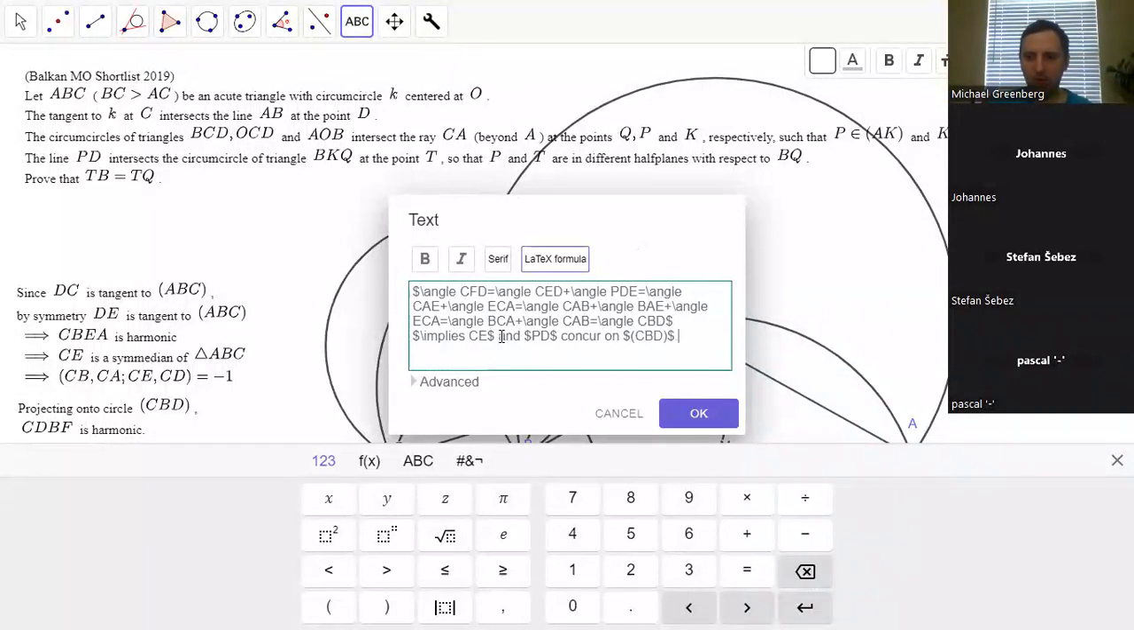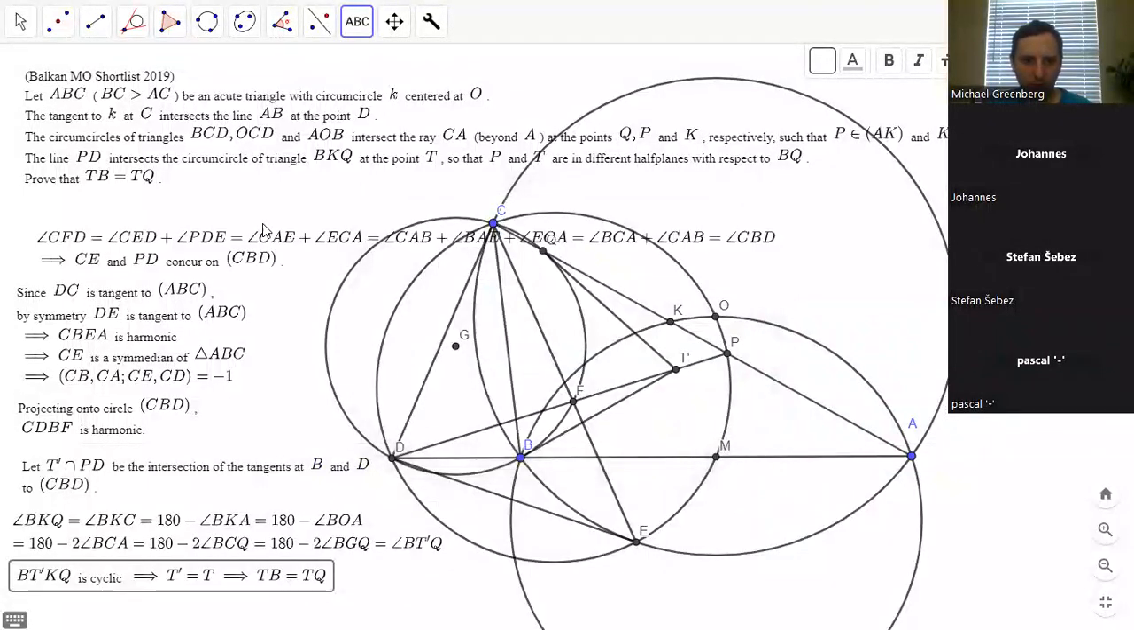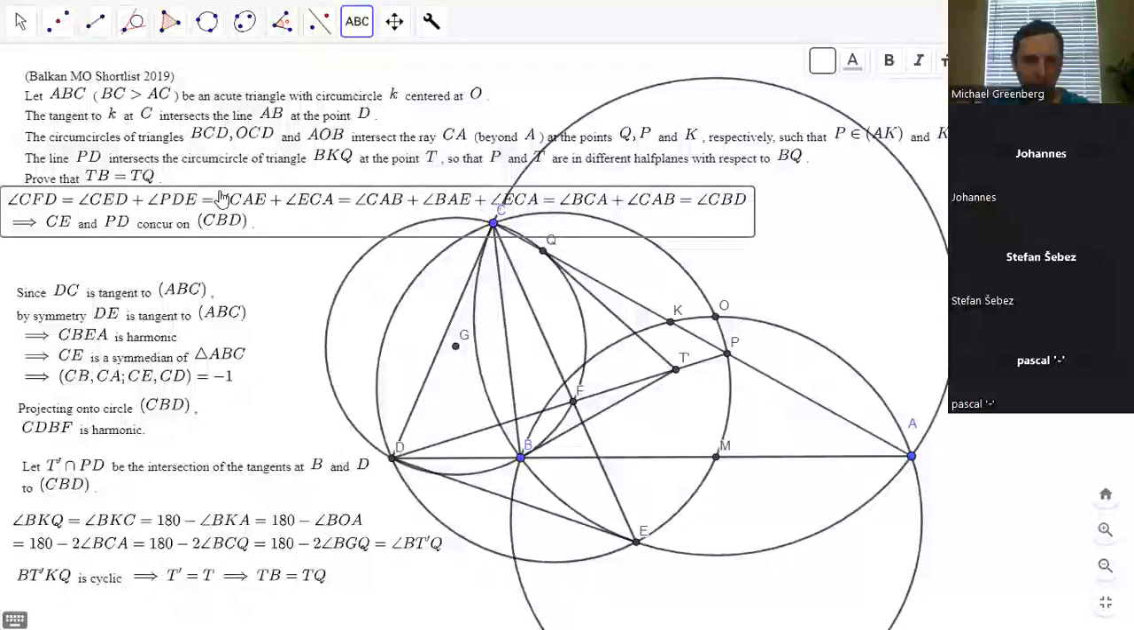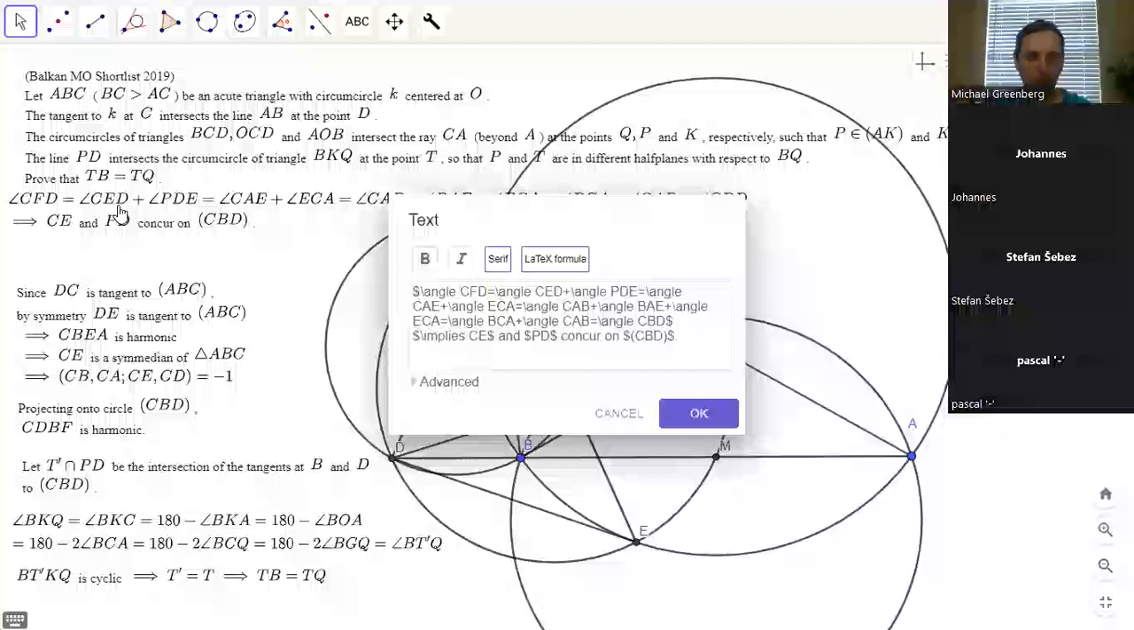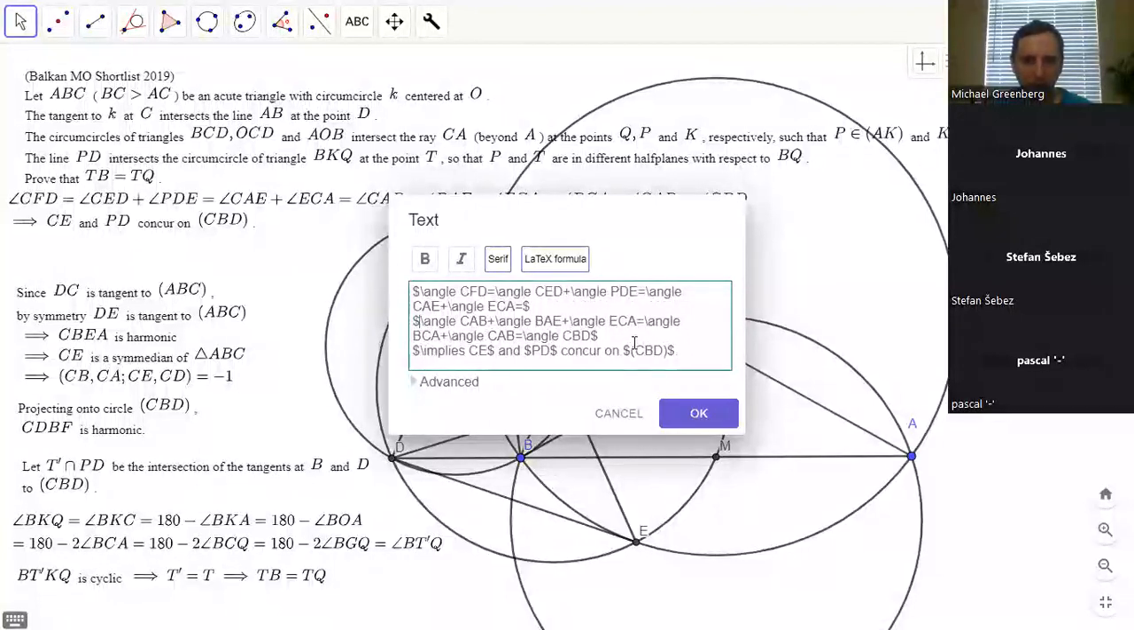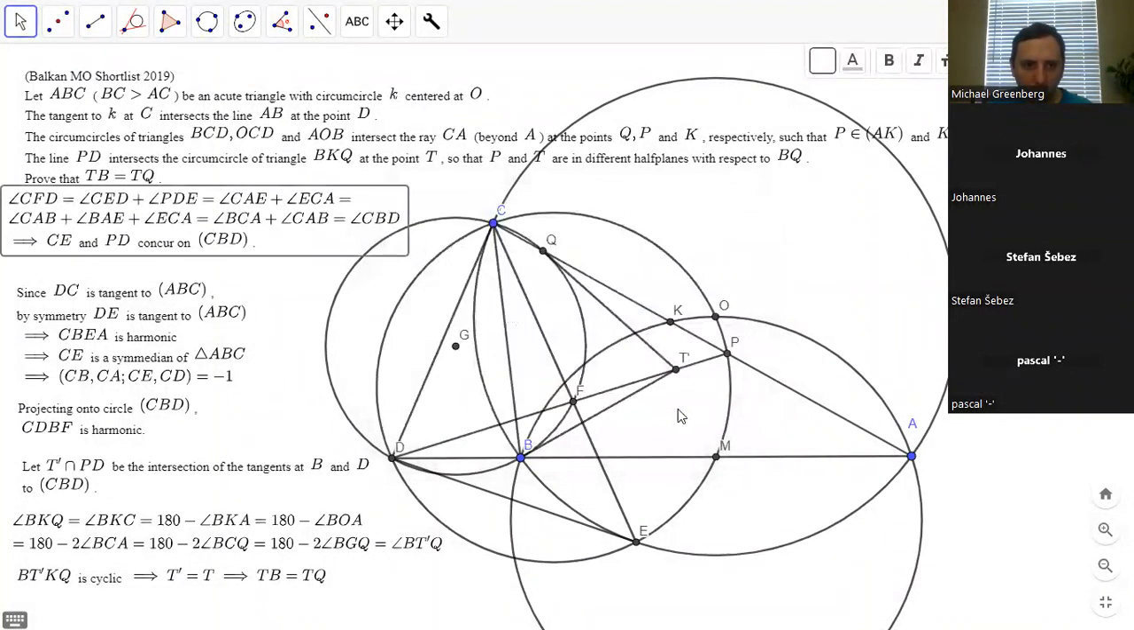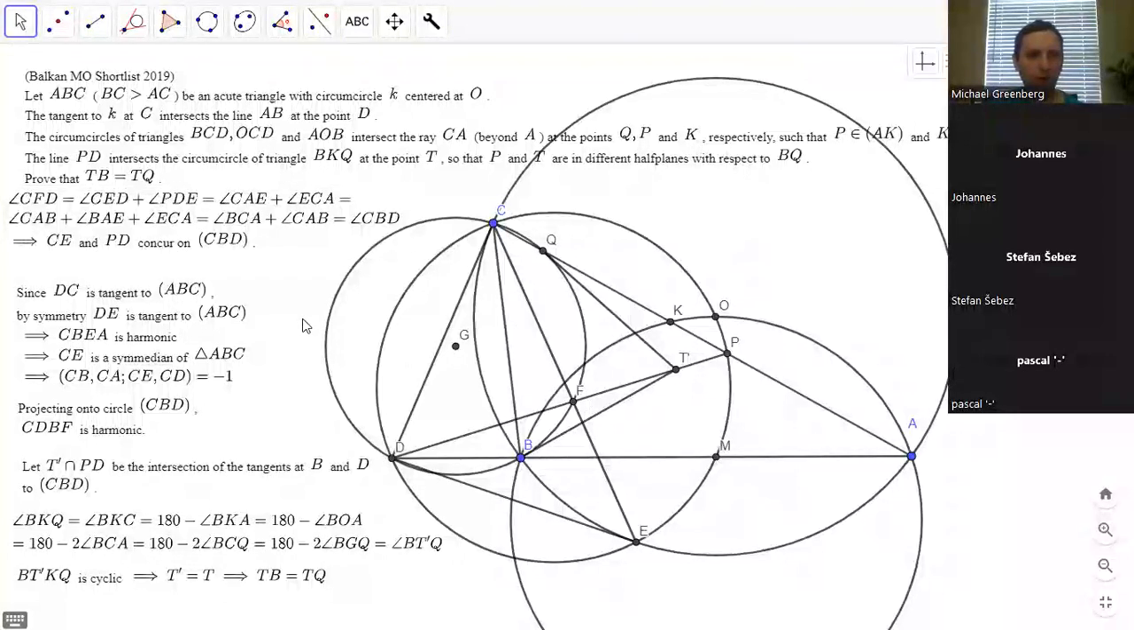CBD. All right, so not that hard of a problem. Let's leave this up here. Maybe just for the people watching, I'll split this up into 2 lines. So how about this? All right, so CFD is CED plus PED. Eventually you show it's equal to CBD.